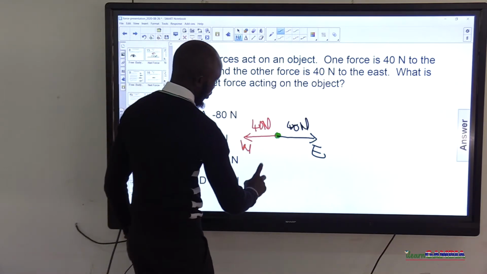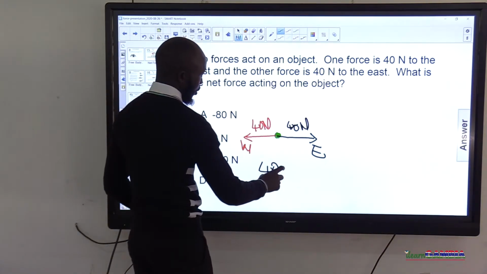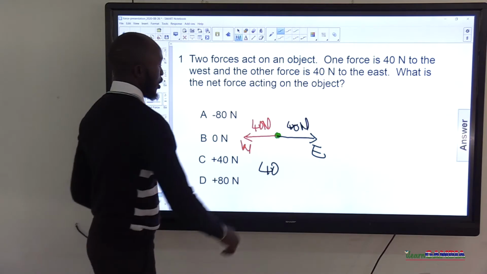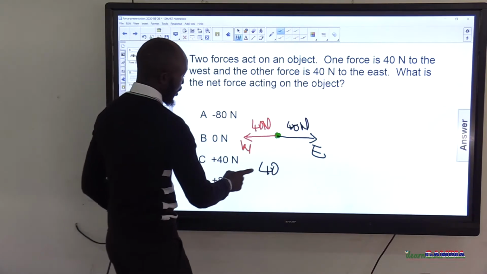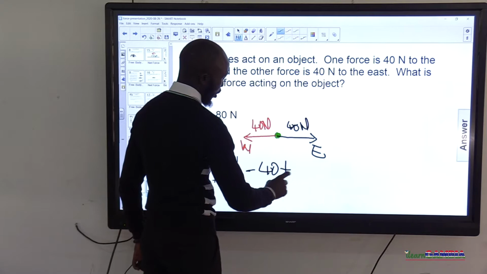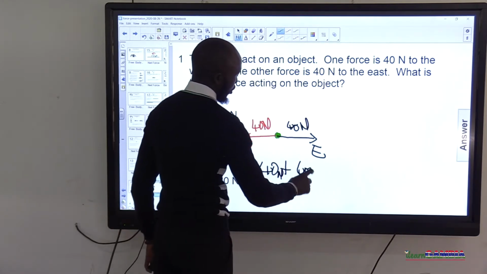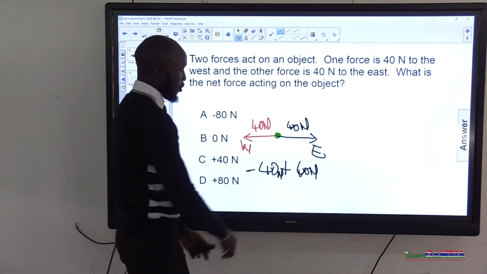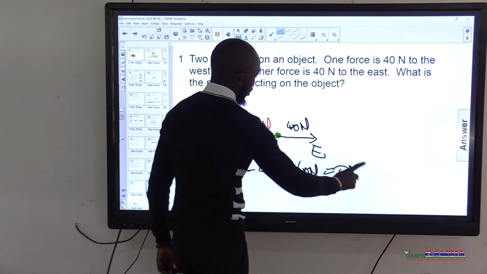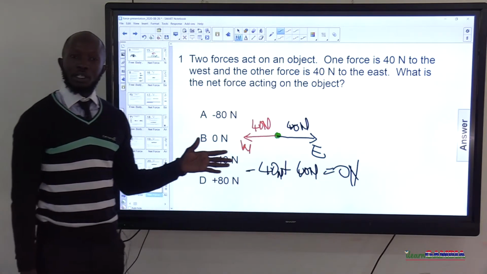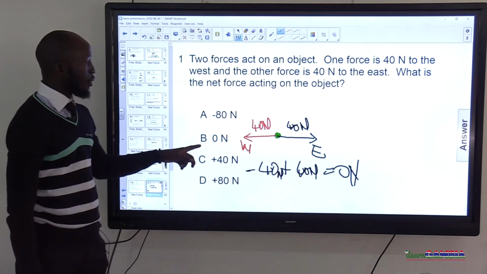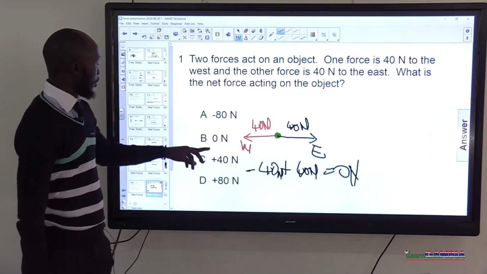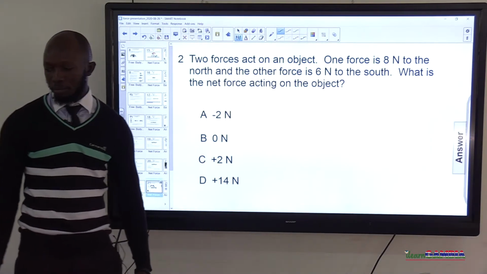So it's just simple. You add 40 Newtons. For the direction, we take the west direction to be negative, and the east to be positive. So if west is negative, we add minus 40 Newtons plus 40 Newtons. And that is going to give you 0 Newtons. So the net force acting on this particular object will be 0 Newtons, and B would be the right answer, right? This would be our right answer, 0 Newtons.